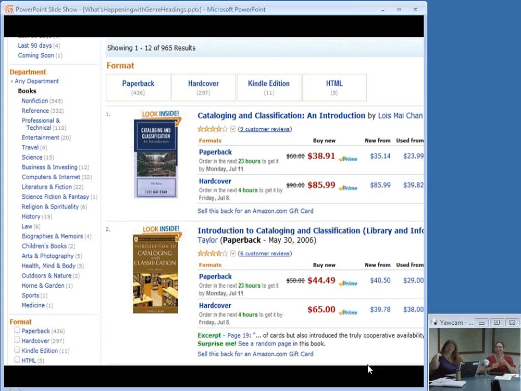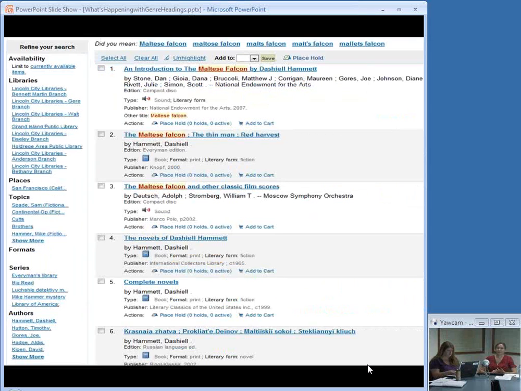Or, one of the facets down at the bottom is format. So you can specify you want the paperback format or the hardcover format or the Kindle edition. They have separated that out, so you are not stuck saying nonfiction paperbacks. They're separated into separate categories, separate facets, so that you can sort your results after the fact and narrow them down. And you'll see this a lot in library catalogs these days.